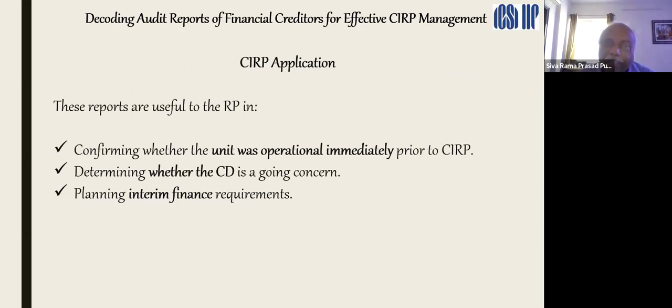How is it useful? These reports are useful to the resolution professional, confirming whether the unit is operational immediately prior to the CIRP or not, determining whether the CD is a going concern or not, and planning interim financial requirements. Once he verifies the unit inspection report, it gives some idea about the interim finance, whether the company is a going concern or not, and whether the unit was operational immediately prior to the CIRP or not.